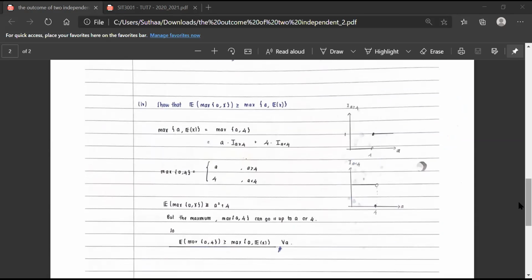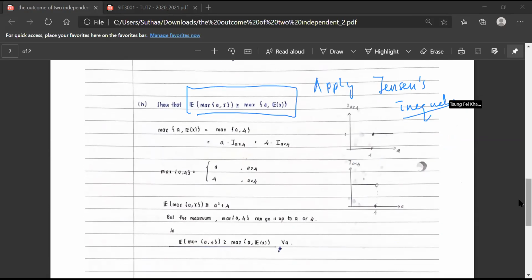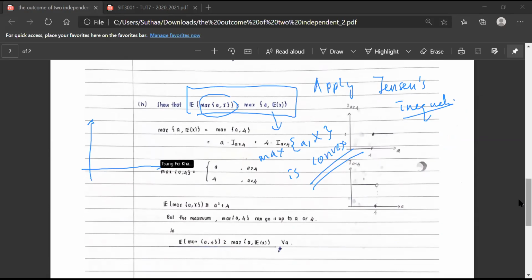Okay. The last part here, basically, you just apply Jensen's inequality. Because so this one you just say that by Jensen, you just need to say that the max function is convex. That's all, right? Because the max function basically, over here you have either A or X. So your X, for the continuous case, it's like this. Your constant is maybe something like this, right? So your max of A and X is basically this.